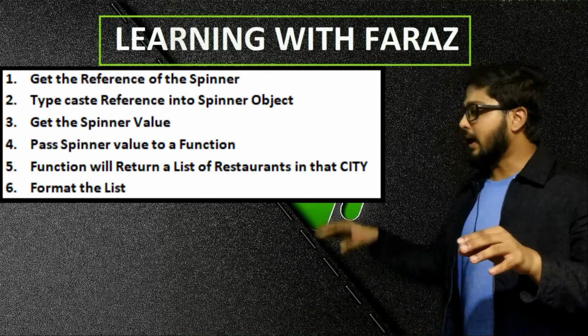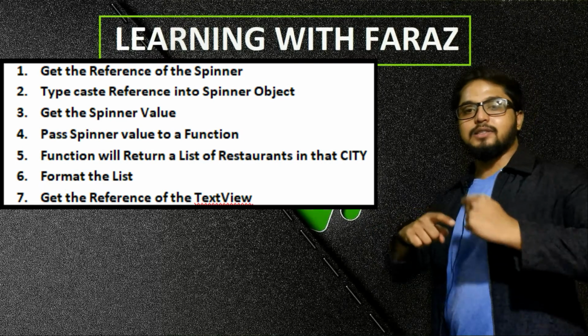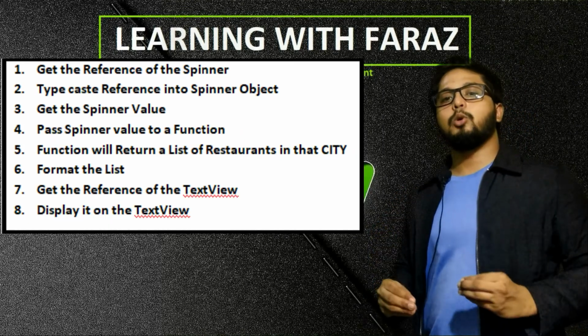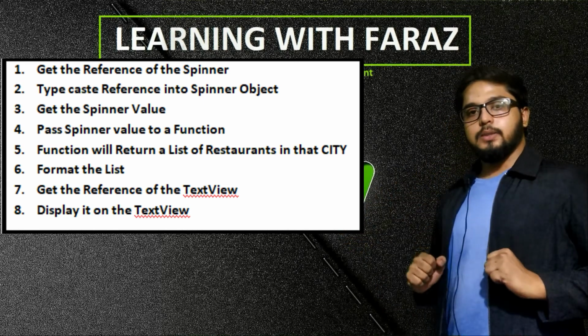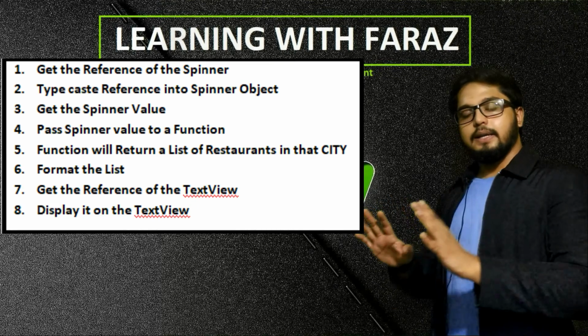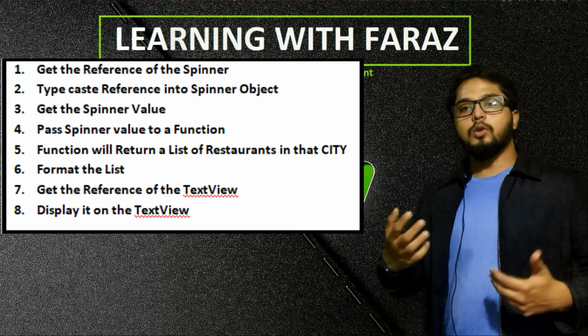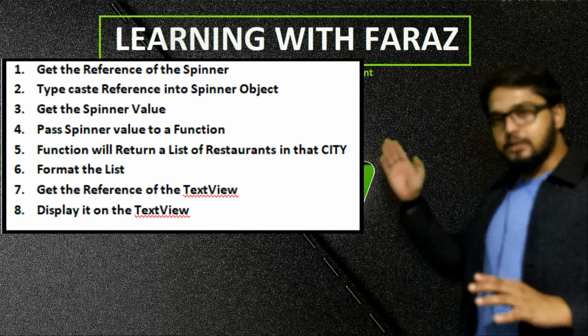To display, I have a text view. I will get the reference of the text view, then I will set the text on the text view. So referencing is very important to retrieve the value, to set the value. Take the value from the spinner, on clicking the button, display it on the text view. So this was the overall overview of what we are going to do in our backend. These are the steps. Please make a note of it.